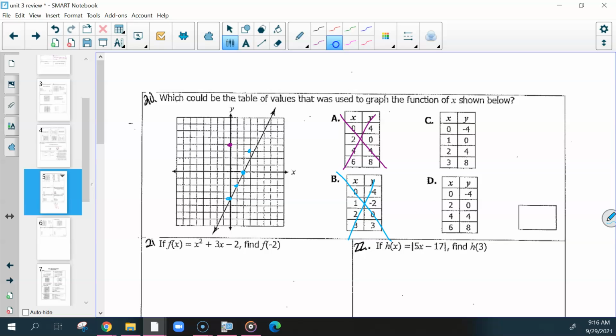0, -4, we know already worked. 1, 0 did not work. Just should be 0. So it has to be B. So 0, -4, 2, 0, 4, 4, 4, 1, 2, 4, and 6, 8.